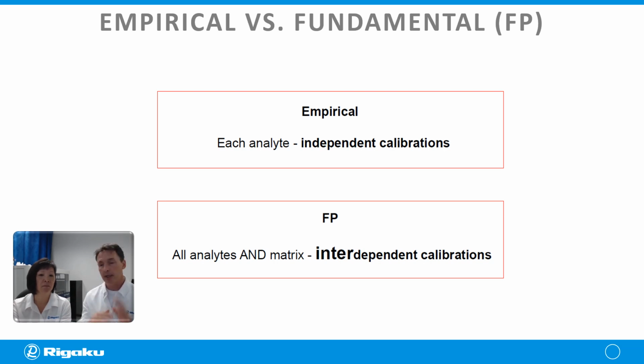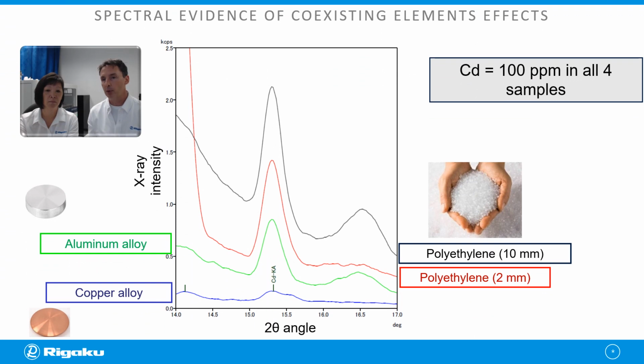Once you make them, it's saved for years. And you even have ways to correct for any kind of drift that might happen over years. The other option you have is to do what we call a fundamental parameter application.